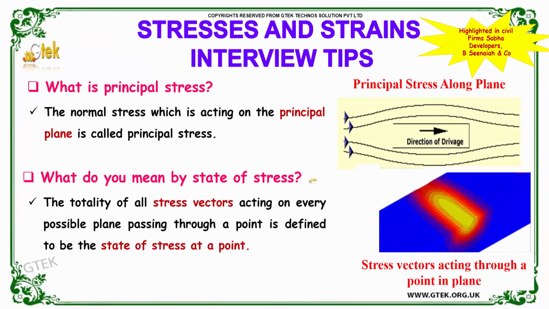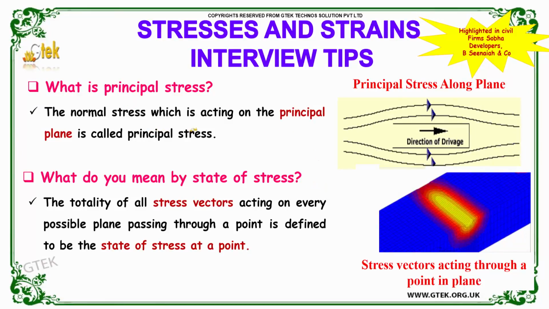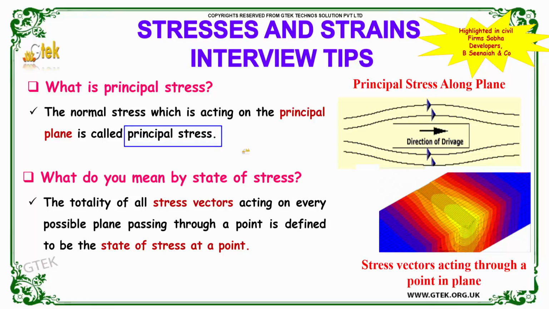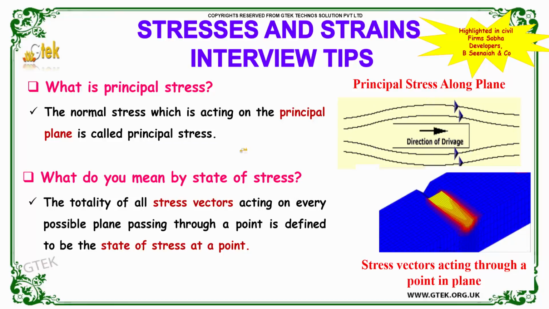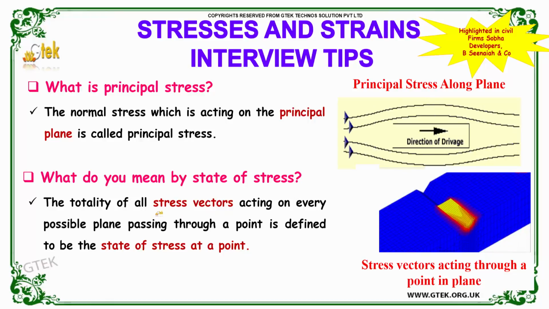Moving on to our next question, we have: what is principal stress? The normal stress which is acting on the principal plane is called your principal stress. Our next question is: what do you mean by state of stress? The totality of all stress vectors acting on every possible plane passing through a point is defined to be the state of stress at a point. So that is what the state of stress at a particular point is.